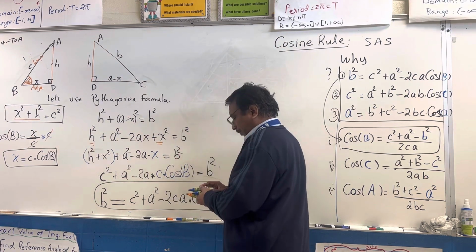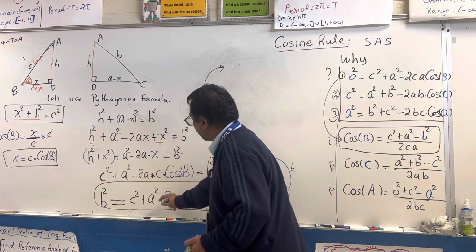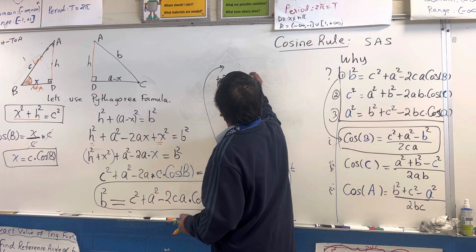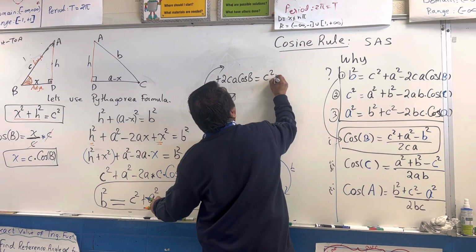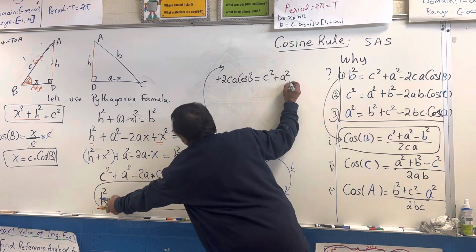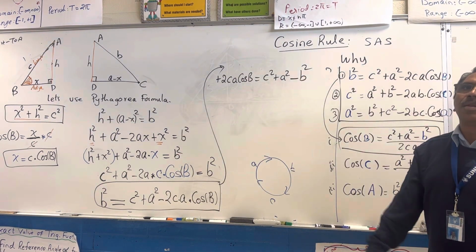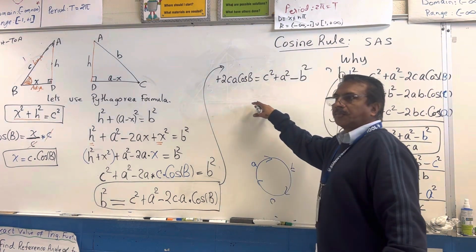So therefore, in this step, I'm going to take this minus, and it will be plus 2ca cosine b. Take it on the left side. These two things stay the same. And that b square goes to the other side as b square. Do you see that? Only thing here, there are too many variables. But that's the trick that I showed you.